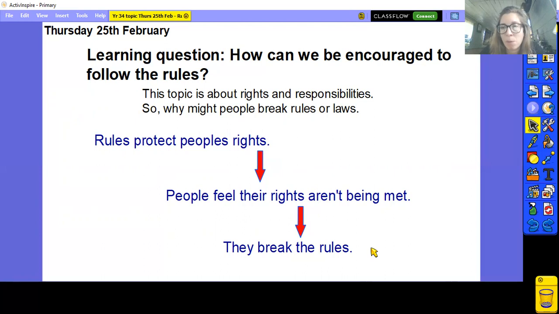So think of a rule that people might break. If you don't have enough food to eat because you don't have enough money, then someone might decide that their only option is to steal food. And we know that that's not right, but they feel that they don't have enough food, they can't survive. So that's a basic human right, that they can't survive without food, and therefore they've broken that rule. That doesn't mean that it's right to break a rule, of course, but we're trying to understand why this might happen, okay?